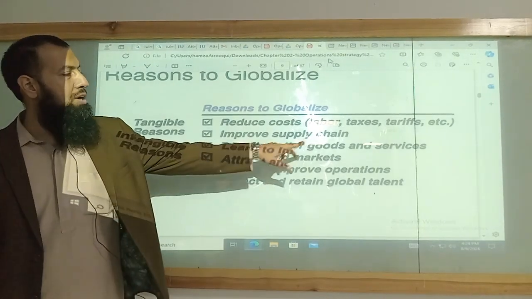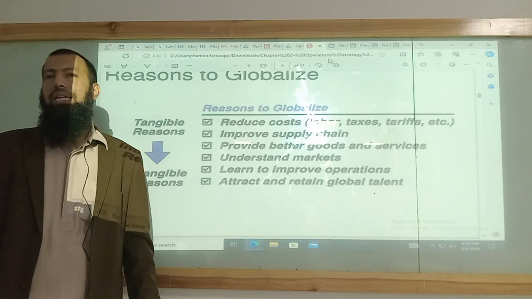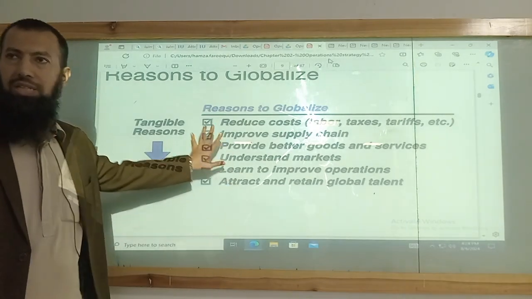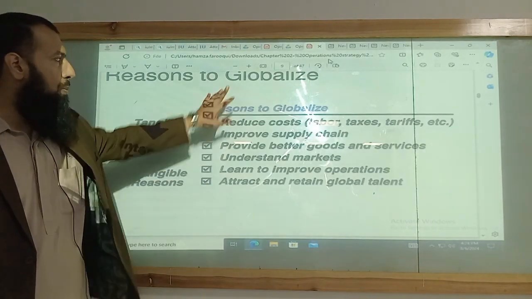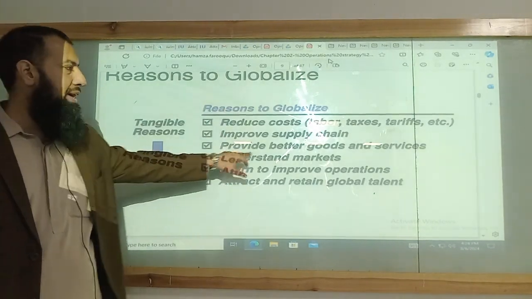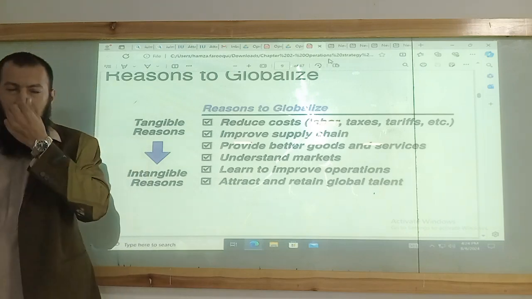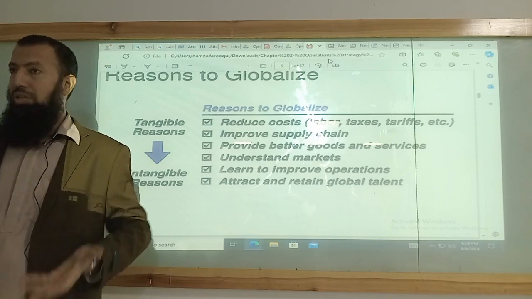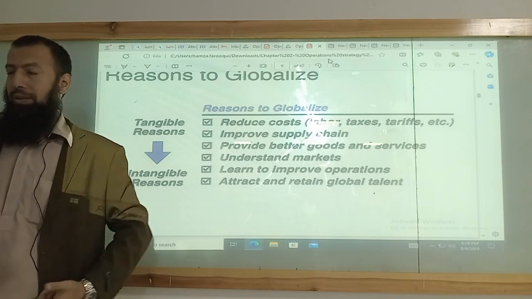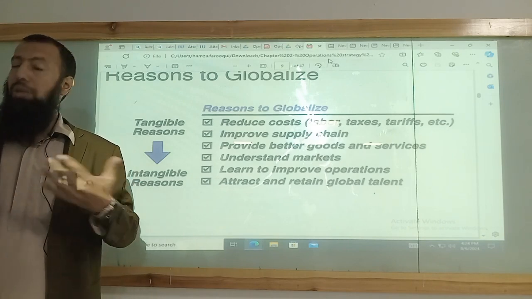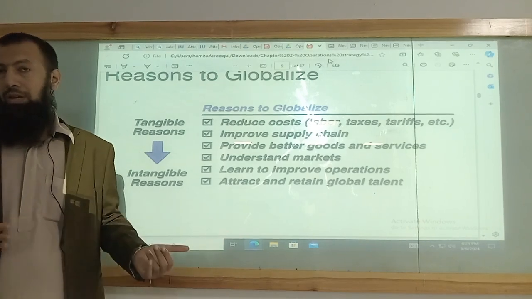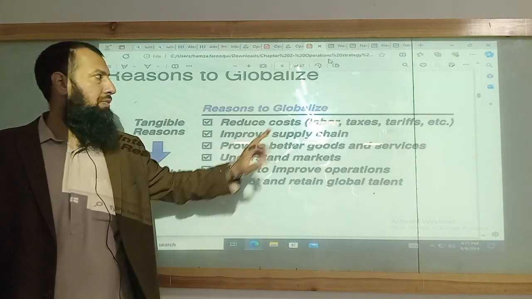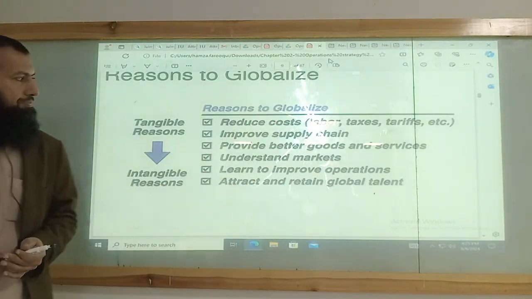Provide better goods and services. Basically, providing better goods and services is one of the reasons why companies go global. They want to improve their goods, and improve the technology through which the product is made. They want to introduce a product which is better than before, and improve their services. So they go global in that manner.